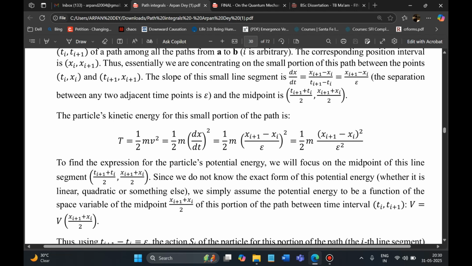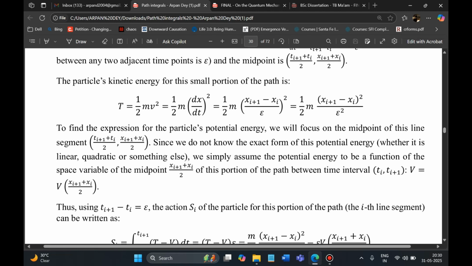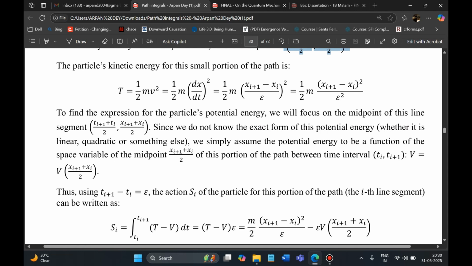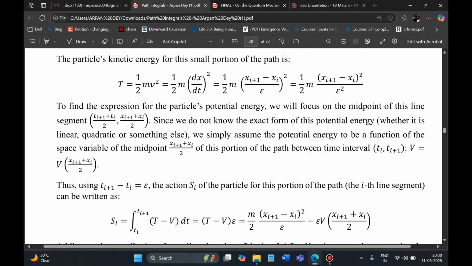Now, to find the expression for the particle's potential energy, here's a little bit of assumption. You can say it's a kind of assumption. I cannot explain this. But we will focus on the midpoint of this line segment, which we defined this way, right? Since the potential is only a function of position and not time, V was V of x. Now in place of x, we will write the midpoint. So we will write the potential energy V as V of xi plus 1 plus xi over 2.